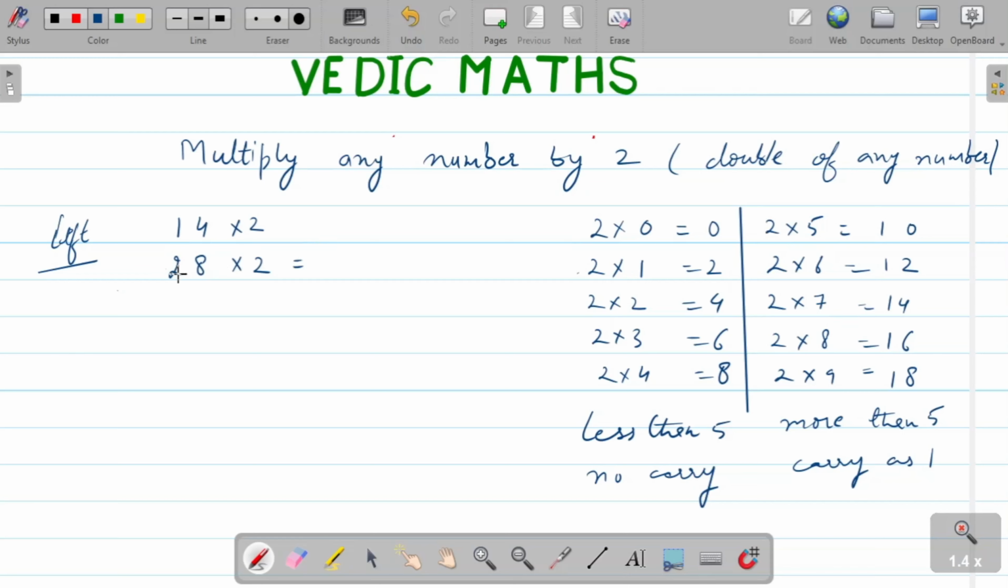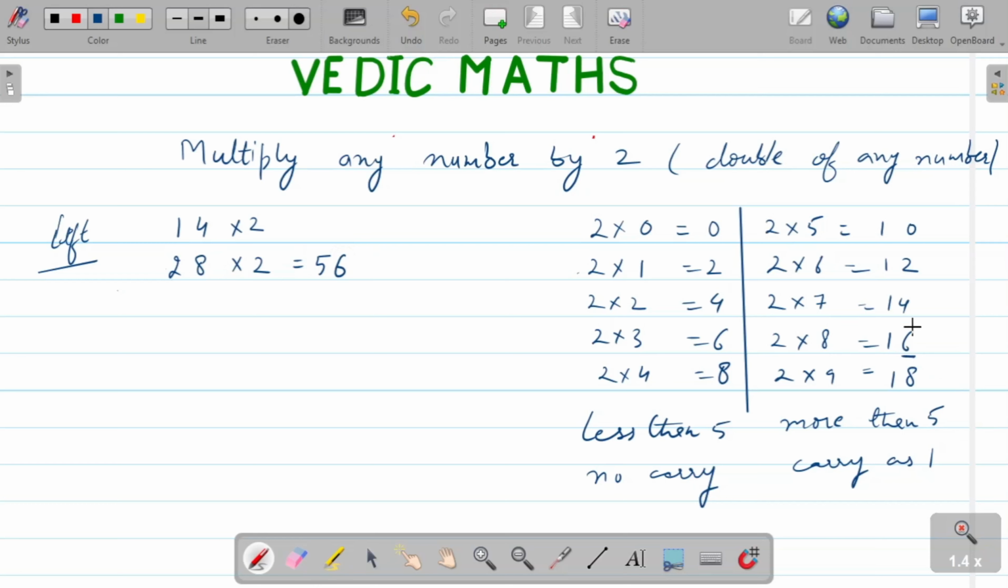Suppose we are multiplying 28 with 2. The answer is double of 2 is 4, but again, as we did in the addition method, double of 2 is 4, but the next number is 5 or more than 5, then we will have a carry of 1 and will increase the answer by 1 only. 4 will become 5.